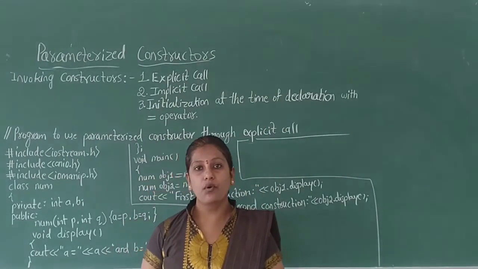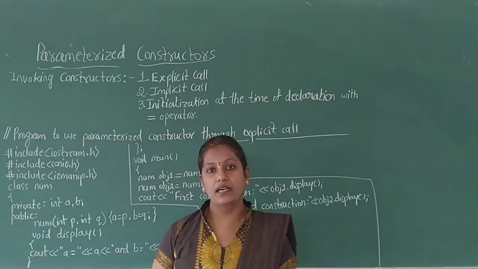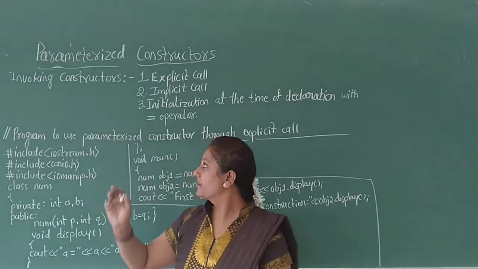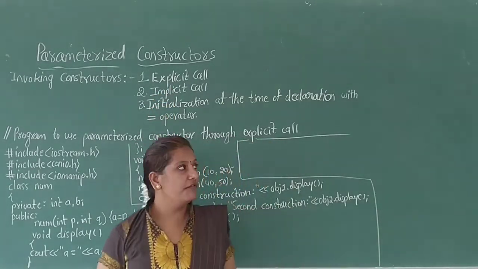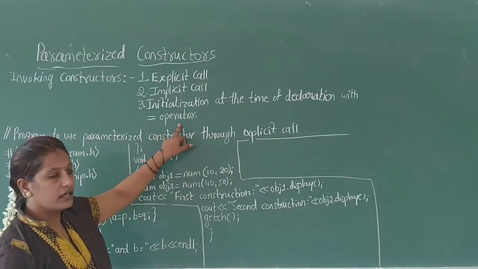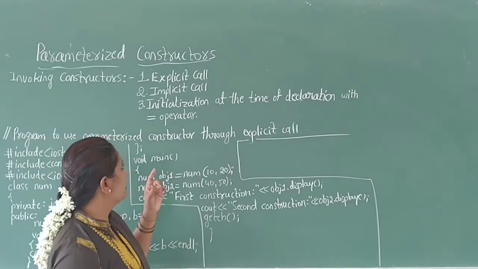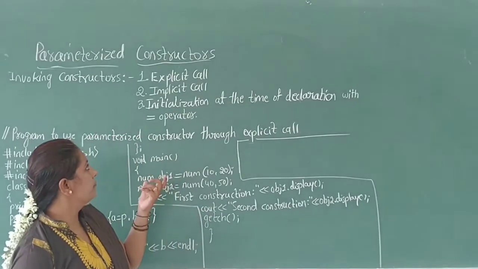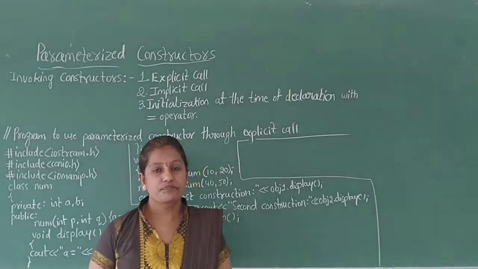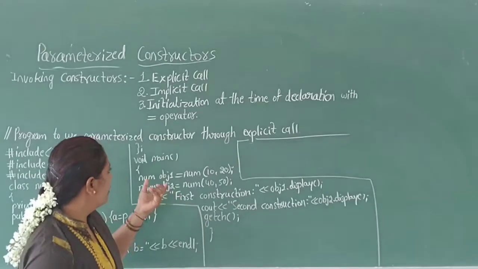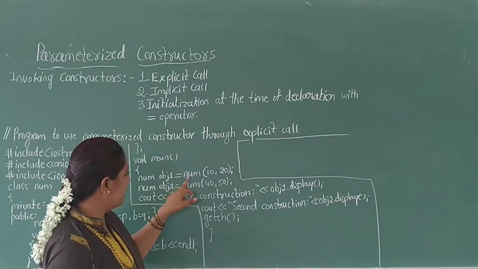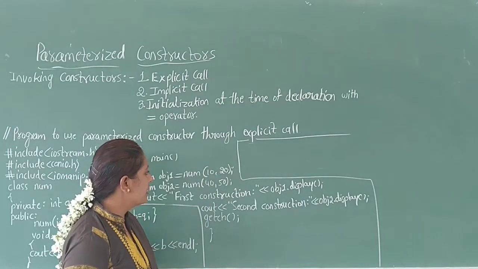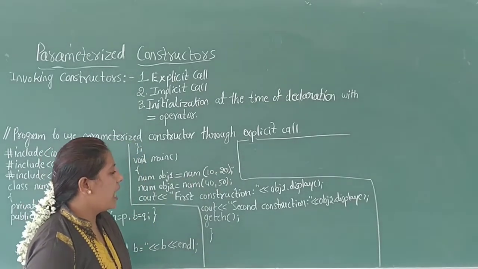A constructor is invoked automatically by the C++ compiler with an object declaration. A constructor can be invoked through the following methods: explicit call, implicit call, and initialization at the time of declaration using the assignment operator. Okay, we will see our first method, that is explicit call. In an explicit call, the object is declared by following the assignment operator, class name, and argument list with different values enclosed in parentheses. This is called an explicit call.